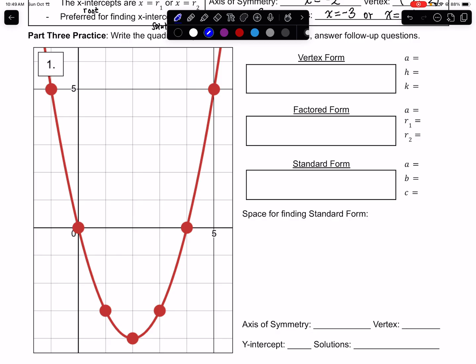So this is obviously my vertex. It's a minimum. So that's the point 2, -4. So that means my axis of symmetry is at that x value. So like this.